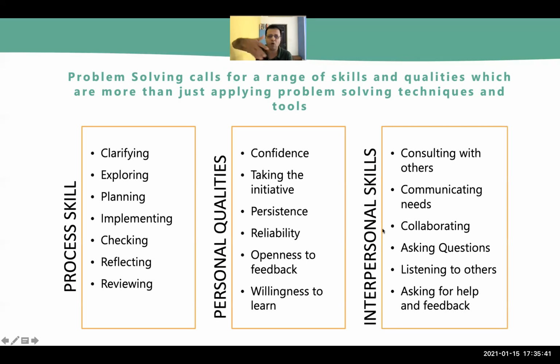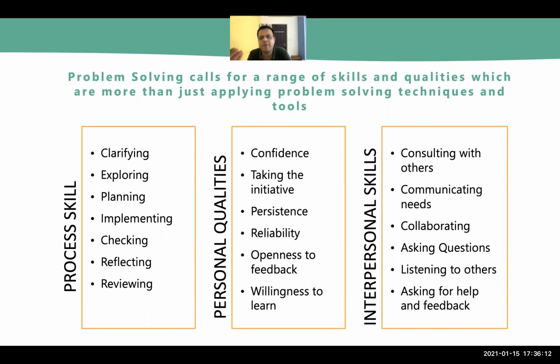Remember, friends, you're not solving problems in isolation. In reality, you're solving problems along with people. And if you lack interpersonal skill, you're not able to communicate, collaborate, cooperate. Your ego comes in the way, and then these would not help in solving the problem. So process skill: continuously clarifying, exploring, planning, implementation, checking, reflecting, and reviewing. Personal qualities: things like confidence, persistence, reliability, openness to feedback, willingness to learn.